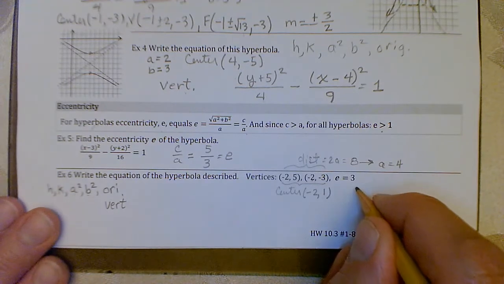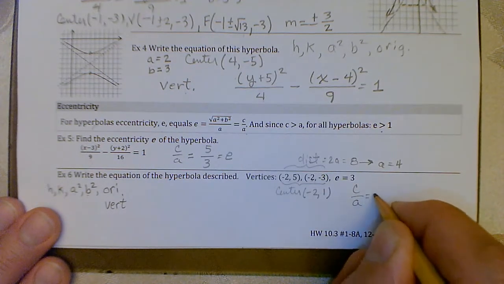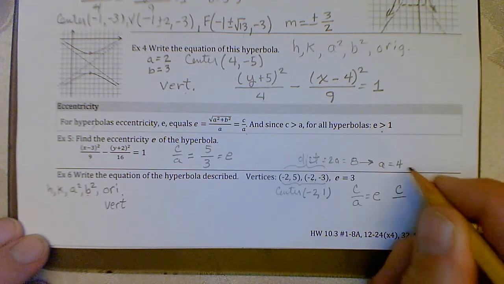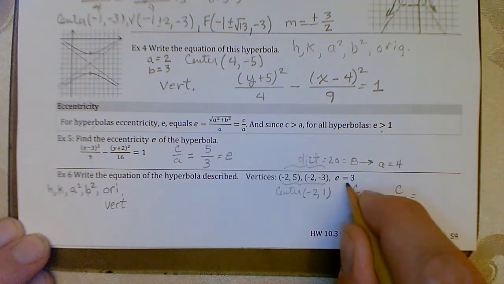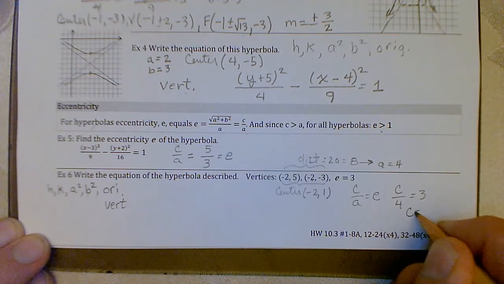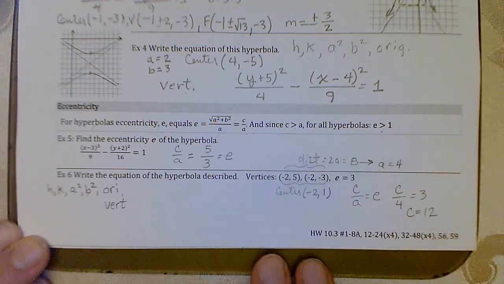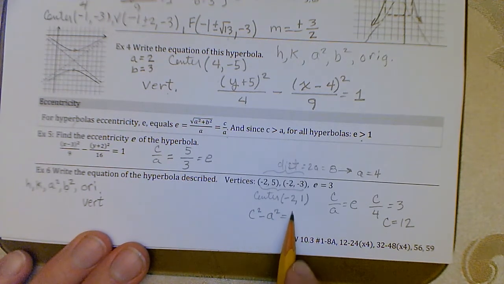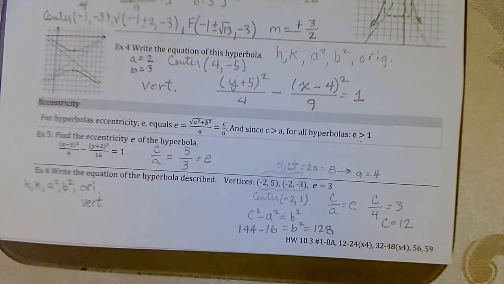Okay, so we simply have to find that c over a, we know that's equal to e. So c over a, where a is 4, is equal to the eccentricity, which is 3, so that means c is equal to 12. So now let's try c squared minus a squared equals b squared, and so that is 144 minus 16 is equal to b squared, that's 128. And so we're not interested in trying to figure out what b is. We don't really care what b is. We need b squared in our equation.